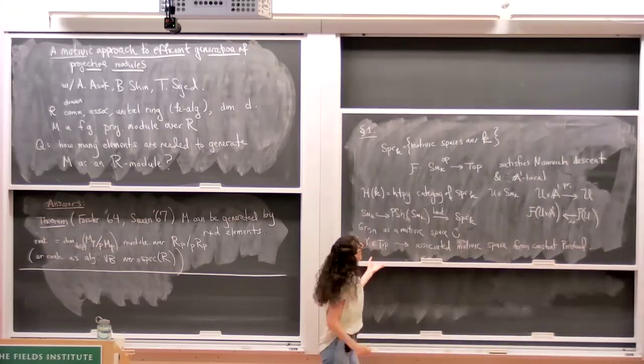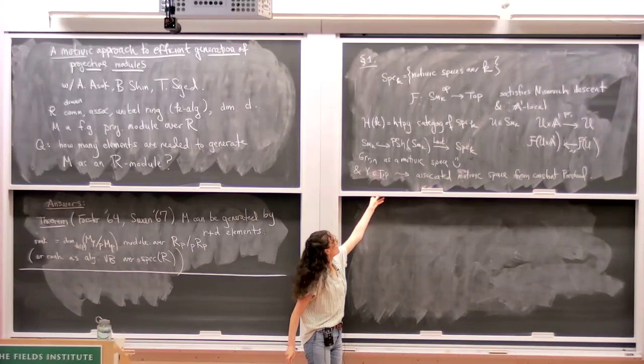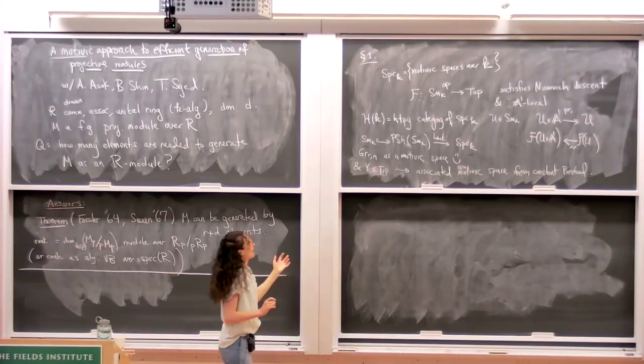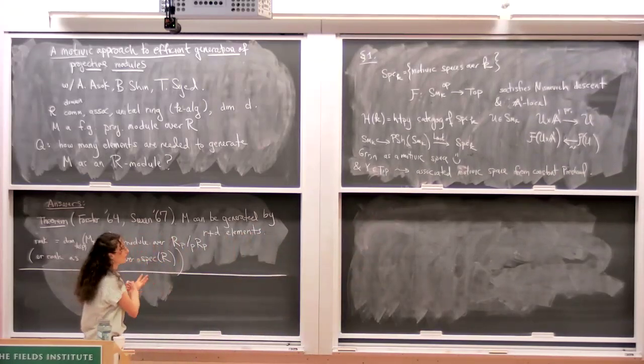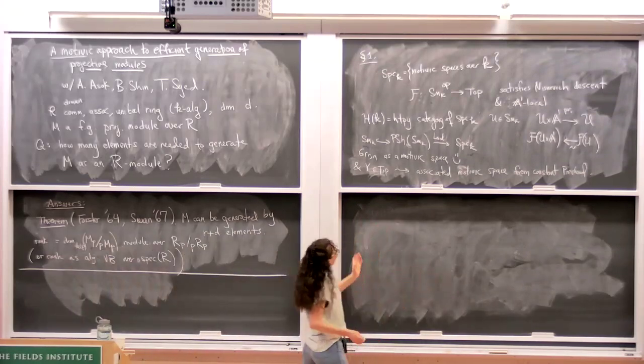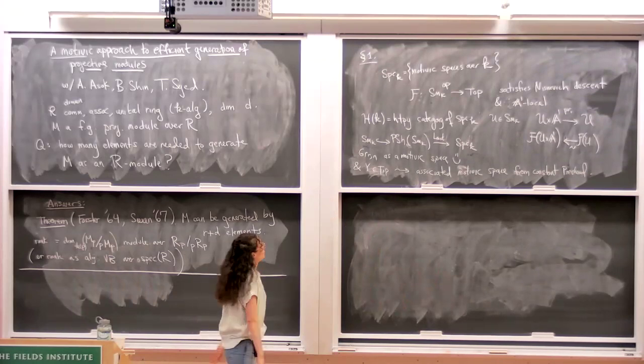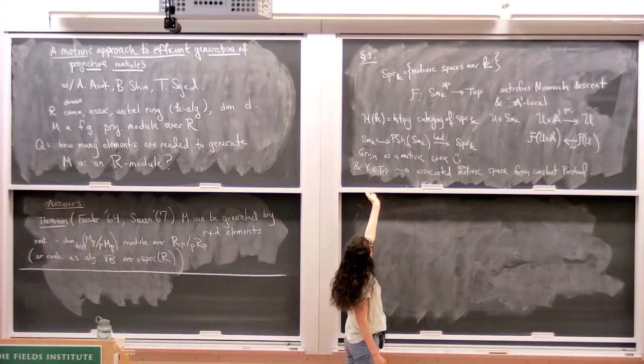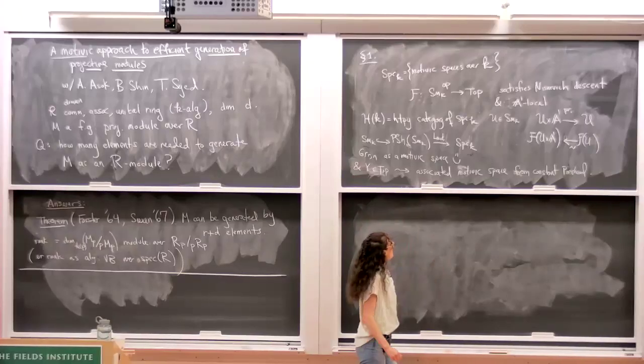So if I have a topological space that I know about, I can view it as a motivic space via this map that takes a topological space to the constant presheaf from the smooth K-schemes to Top, and then I localize it motivically. Also, if I have a smooth K-scheme, I can view that as a motivic space.